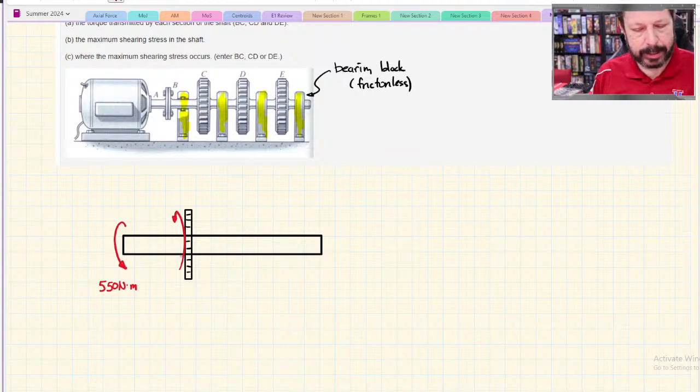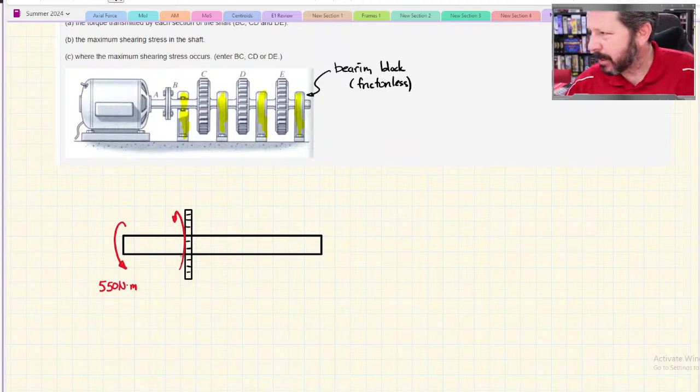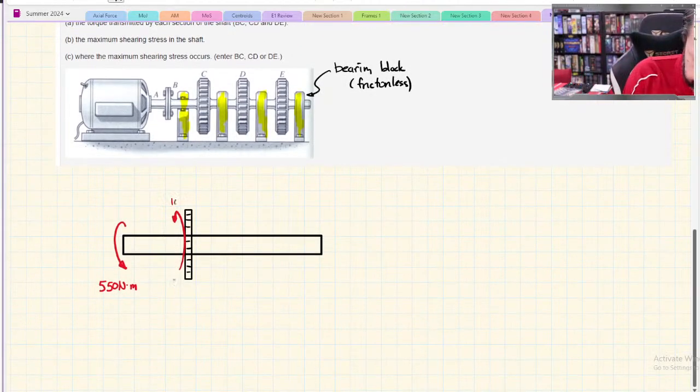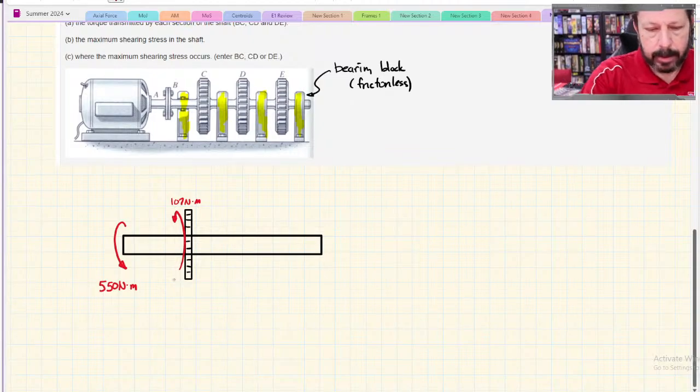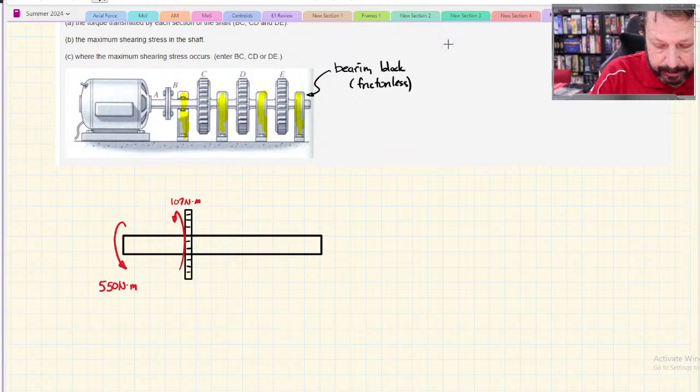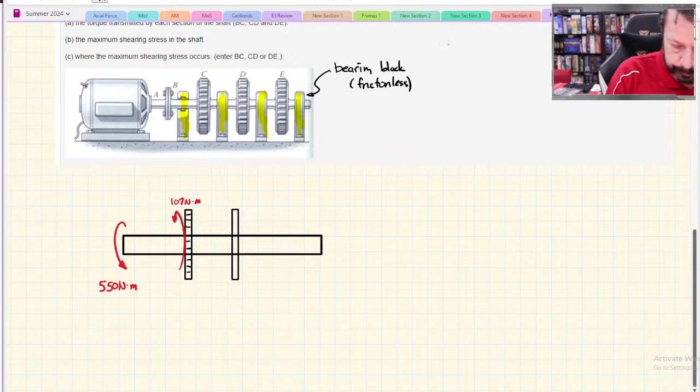The important part is that I've got the 550 going into the shaft in one direction, and the C, D, and E gears are delivering that torque outside of our system in the opposite direction. And it told me that it was 107 Newton meters. And then I'll have the same thing for each of these others, just different torques. I don't have to have different torques, but they don't have to be the same either.